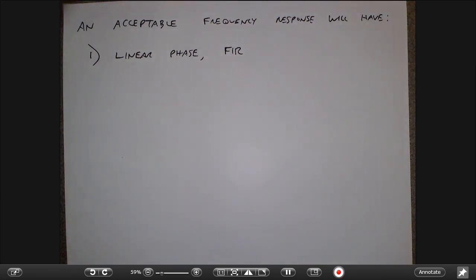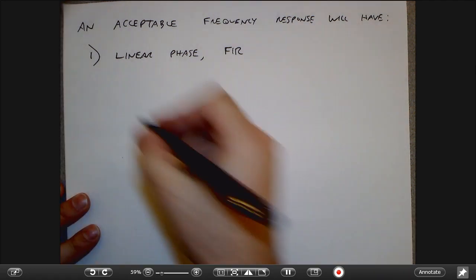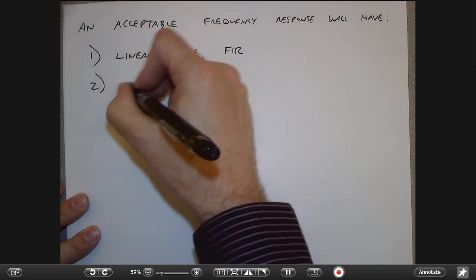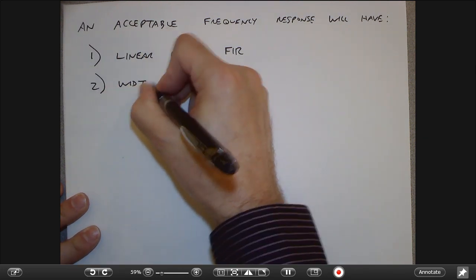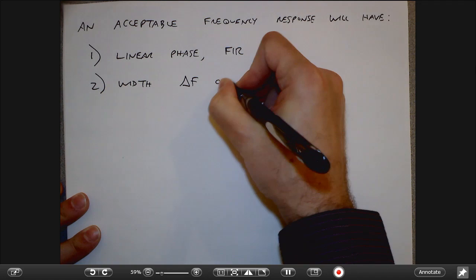which we didn't really talk about too much last time, but we learned there are these type 1, type 2, type 3, type 4 filters that all are linear phase, right? And some of them would be good for low-pass filters, and some of them would be good for high-pass filters. And since I'm mostly motivating all this with low-pass filters, I'm kind of sticking with type 1 filters for most of these lectures. Okay, so linear phase, we can specify the width, let me call that delta F, of the transition band.